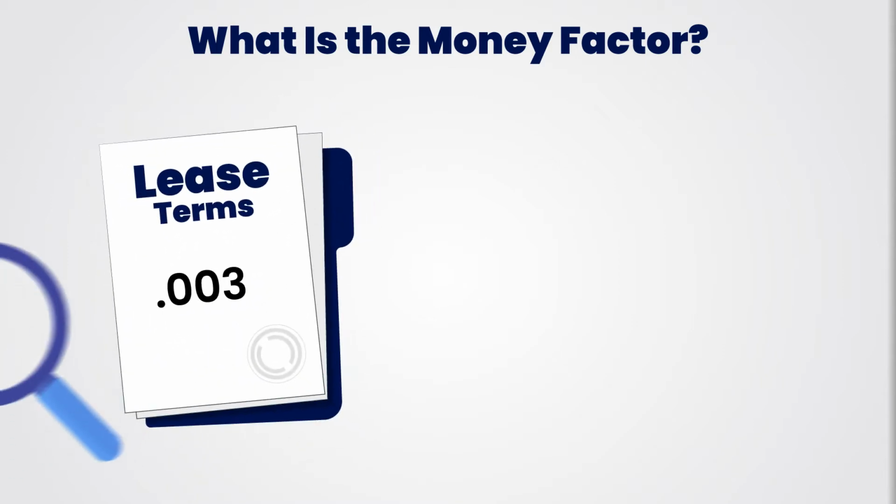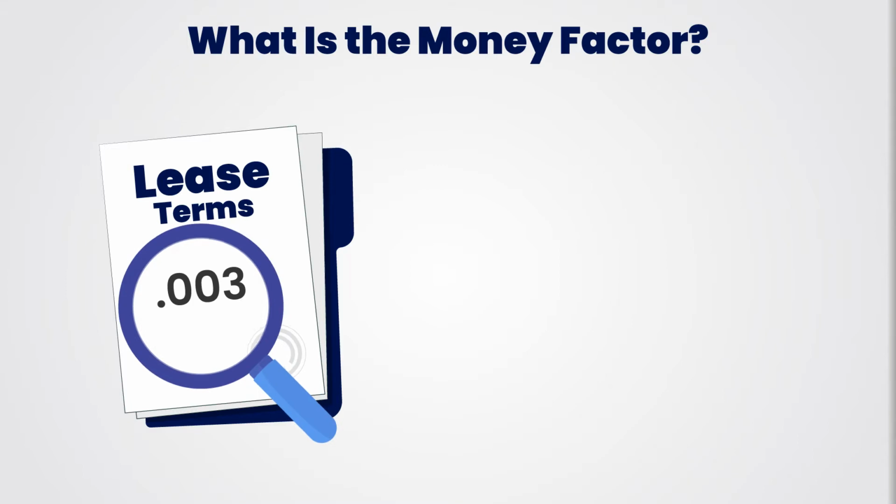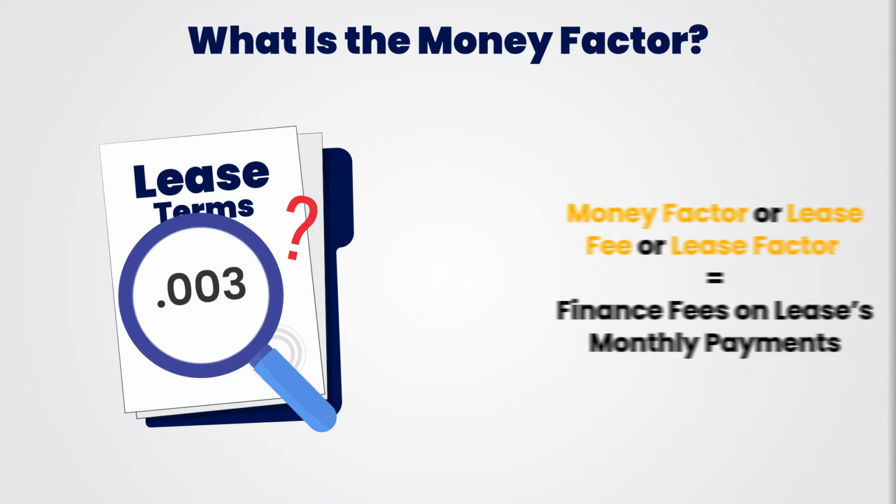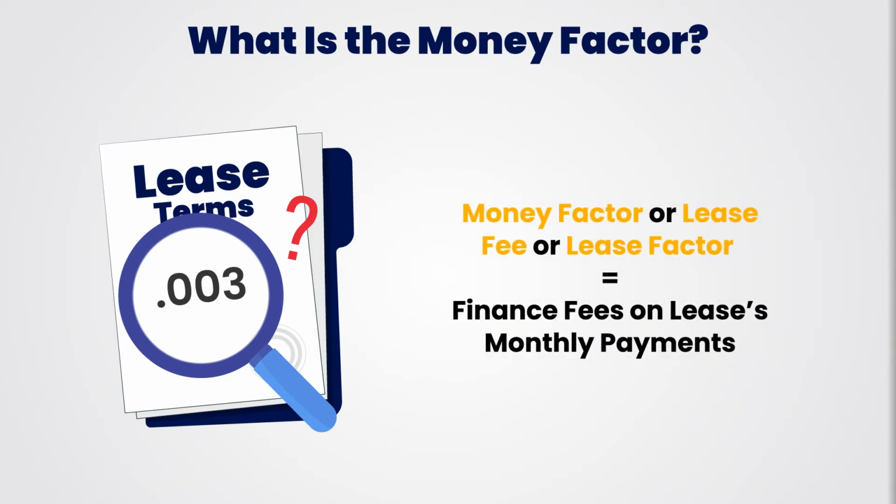When you lease a new car, you may have come across a small decimal number. You may be wondering what that little number means. Well, that decimal figure is the money factor, and it indicates the interest that you'll have to pay on a lease. It's used to let you know the finance fees on your lease's monthly payments. You may also see the money factor referred to as the lease fee or lease factor.